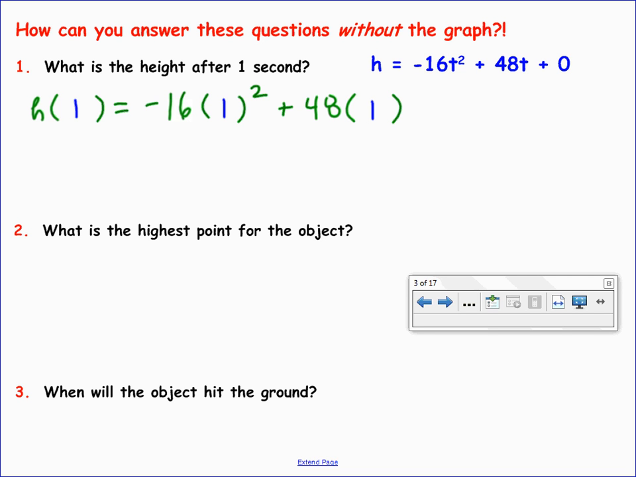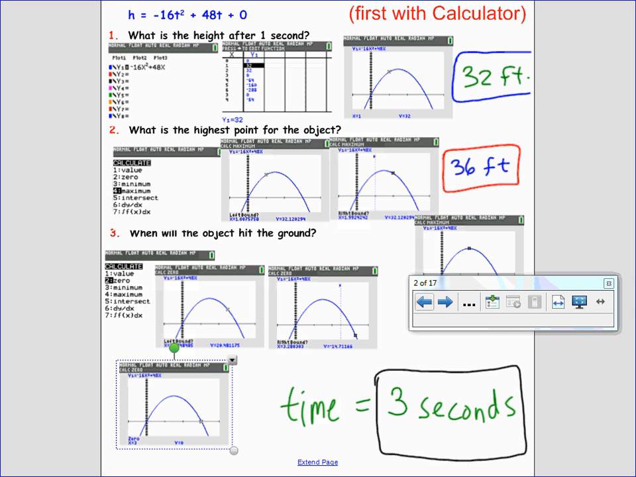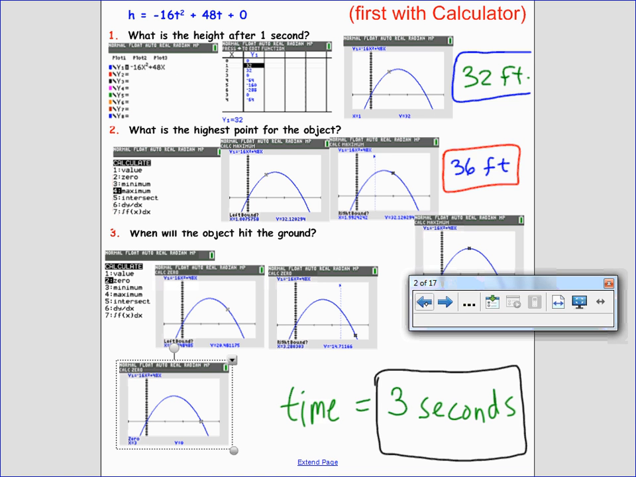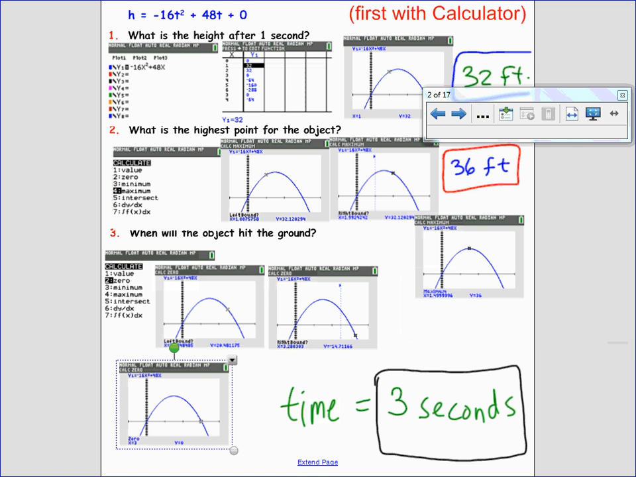And so we could certainly do this without a graph or without the graphing calculator. And I get negative 16 plus 48. I'm getting 32. Hey, that's familiar, isn't it? Bam! 32 feet. That's my height after 1 second. So 32 feet. Awesome. What about the highest point for the object? Well, if we've successfully made a graph, then we could determine it if we could figure out the coordinates of that vertex.